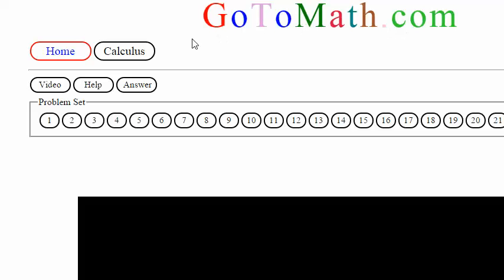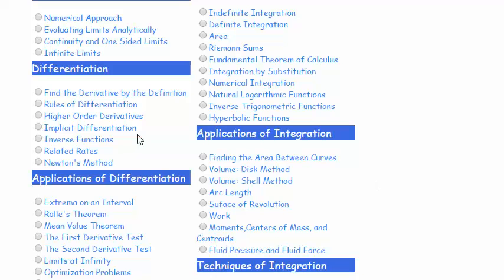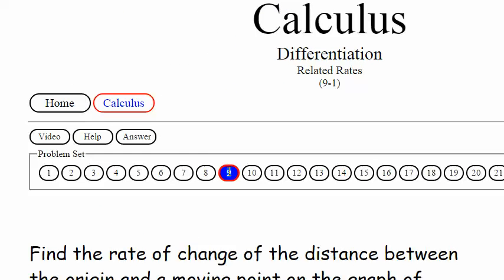Hey, we're here at go2math.com. Let's click on the calculus, go down to related rates, 9-3. There we go.